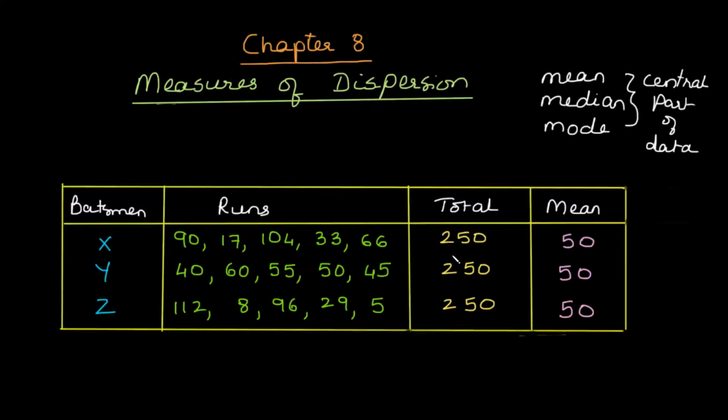Each batsman, X, Y and Z, played in 5 matches, so n is equal to 5 over here, and the total of each batsman is given in this column. So mean is calculated by dividing the total by 5. This is the formula for calculating mean. As you can see, the total for each batsman comes out to be 250 runs, and the mean, which is 250 divided by 5, in each case is 50.